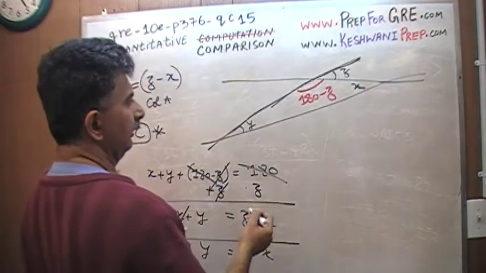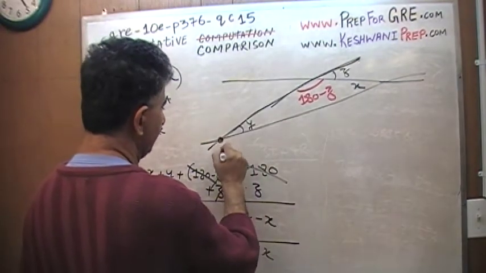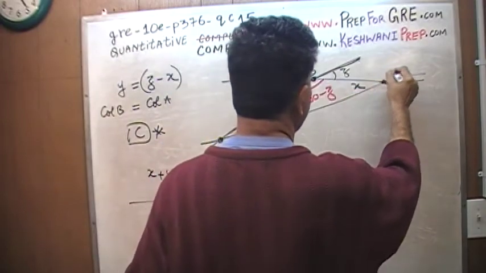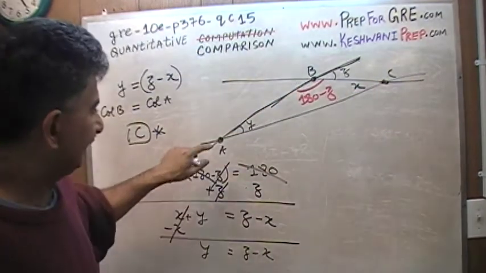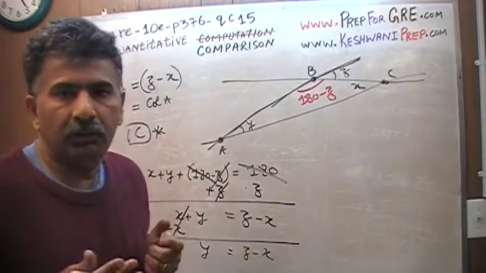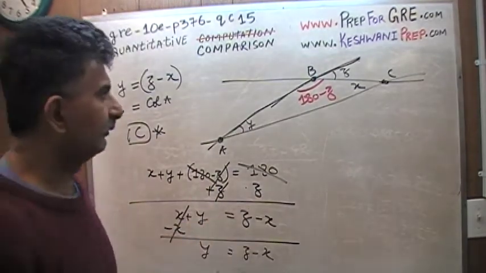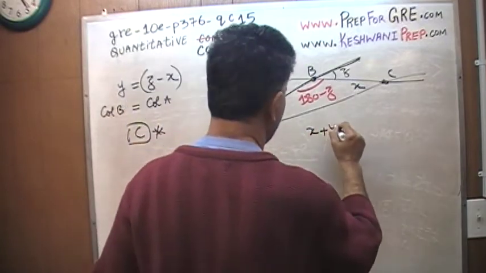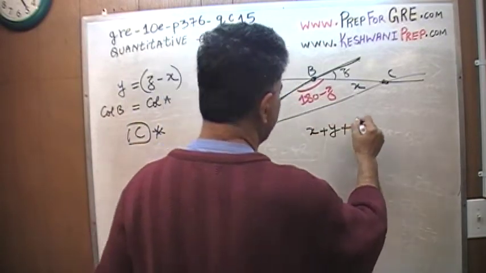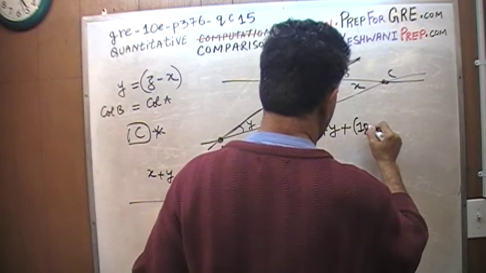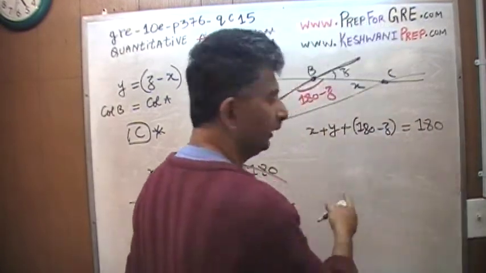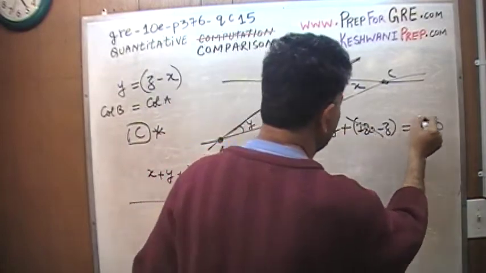Well, now we have a triangle here. Let's call it triangle ABC. In triangle ABC, we know that the sum of the angles in a triangle is 180. Therefore, X plus Y plus this angle, which is 180 minus Z, has to equal 180. Subtract 180 from both sides, and 180 drops out.